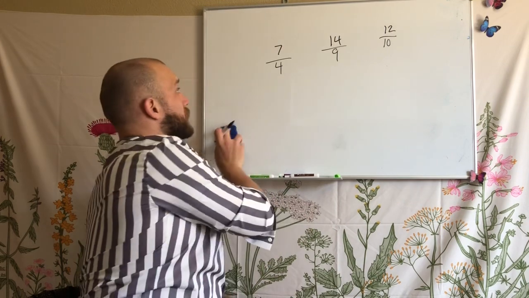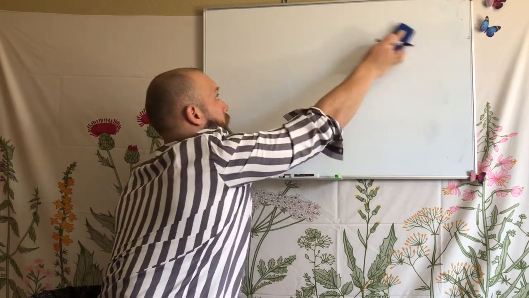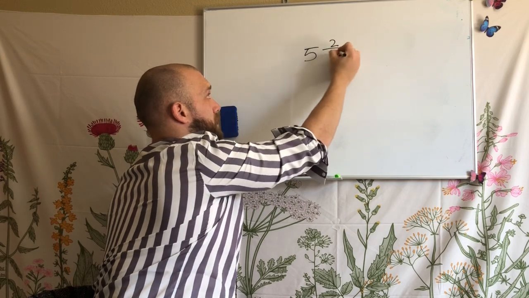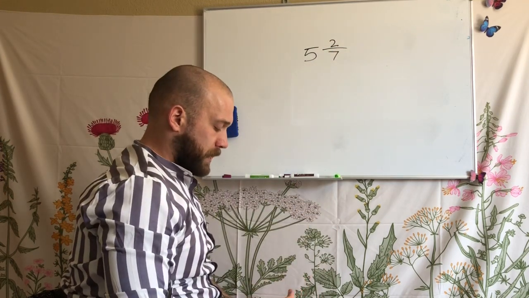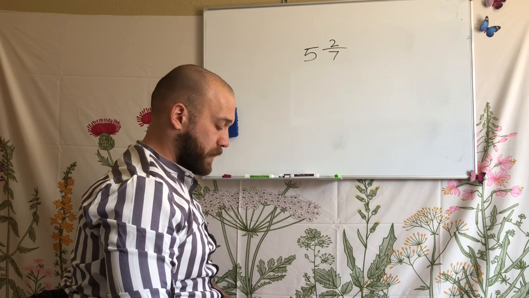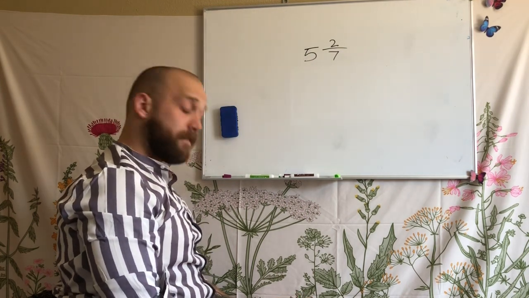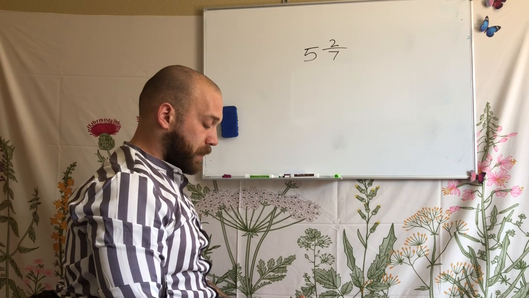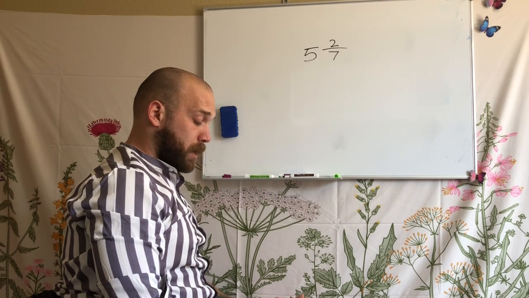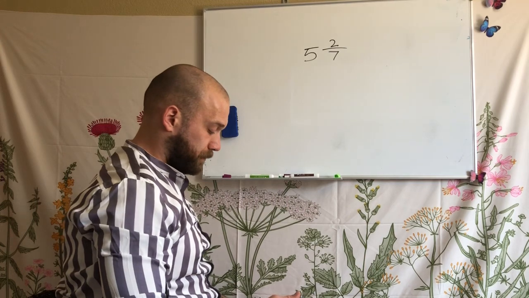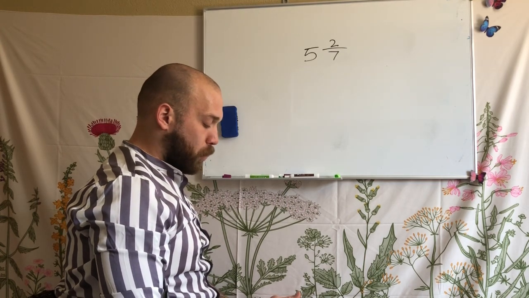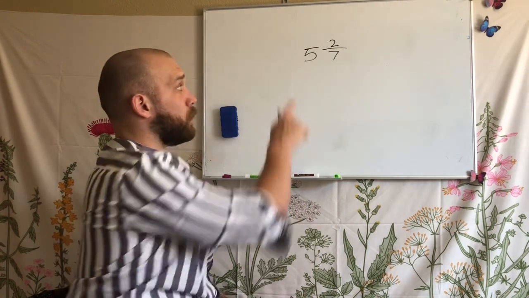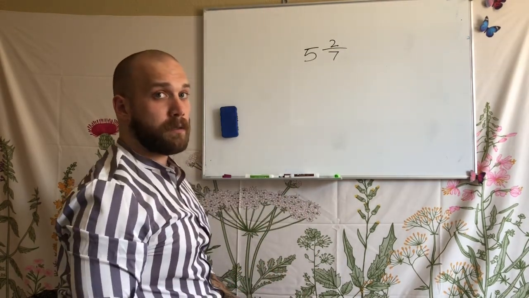So, let's look at it this way now. Here's a new one. 5 and 2/7. Here's a new kind of problem. Read the number. 5 and 2/7. We're going to rewrite the mixed number so the fraction is one more than 2/7. We take the 1 from the 5. So what's 5 minus 1? We're taking 1 from our 5. What's 5 minus 1? 4.